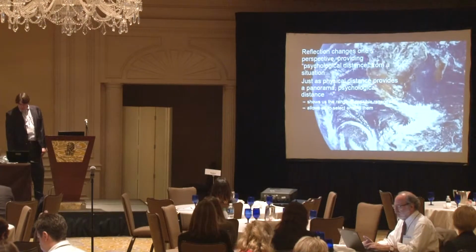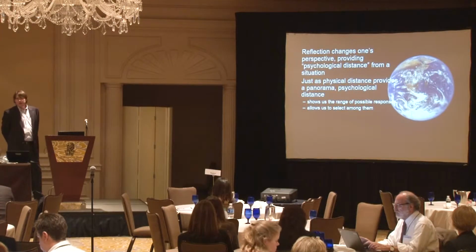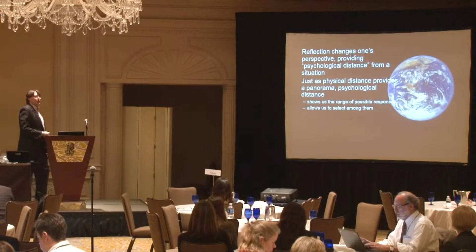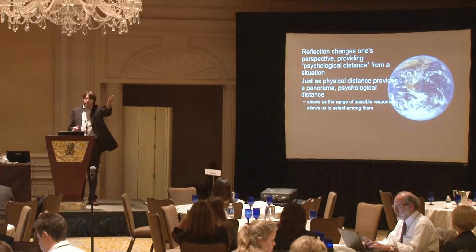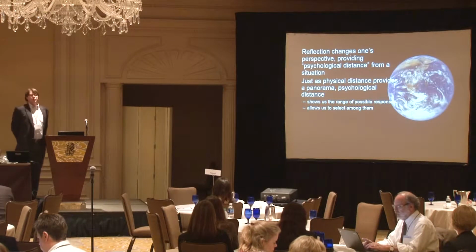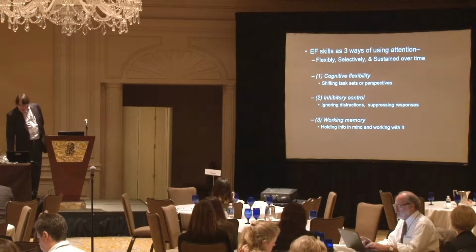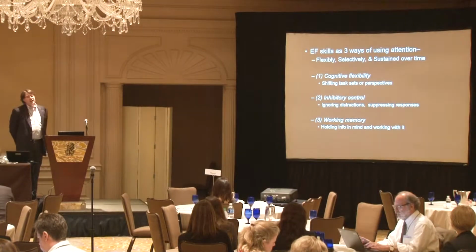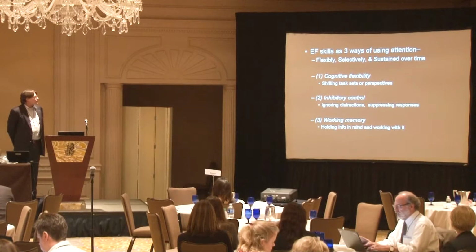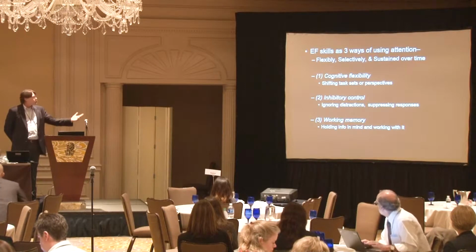In general, though, reflection changes one's perspective, providing what we call psychological distance from a particular situation. And just as physical distance provides a panoramic view and reveals various pathways to an end, to an objective, psychological distance shows us the range of possible responses that we have in a particular situation, and it puts us into a position to select among them. I mentioned executive function skills can be thought of as ways of using attention, including using it flexibly, selectively, and in a sustained way over time.